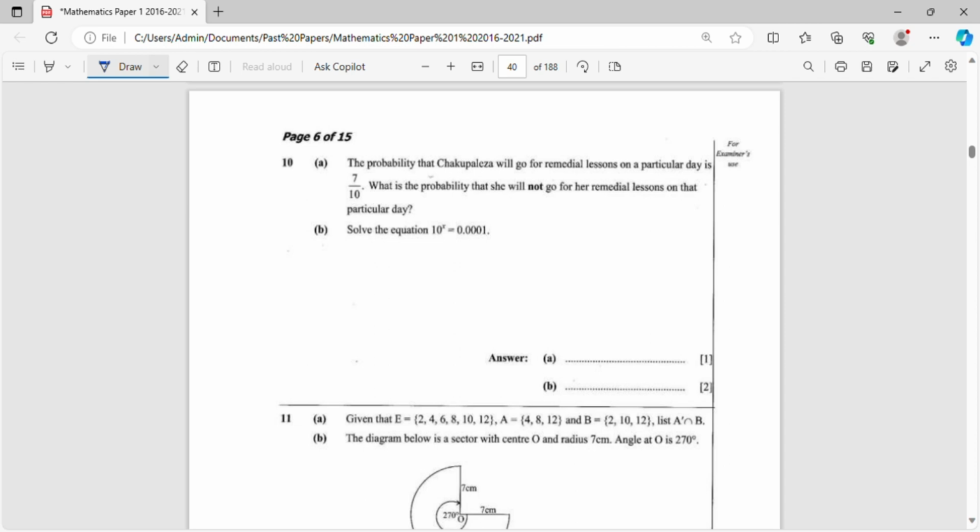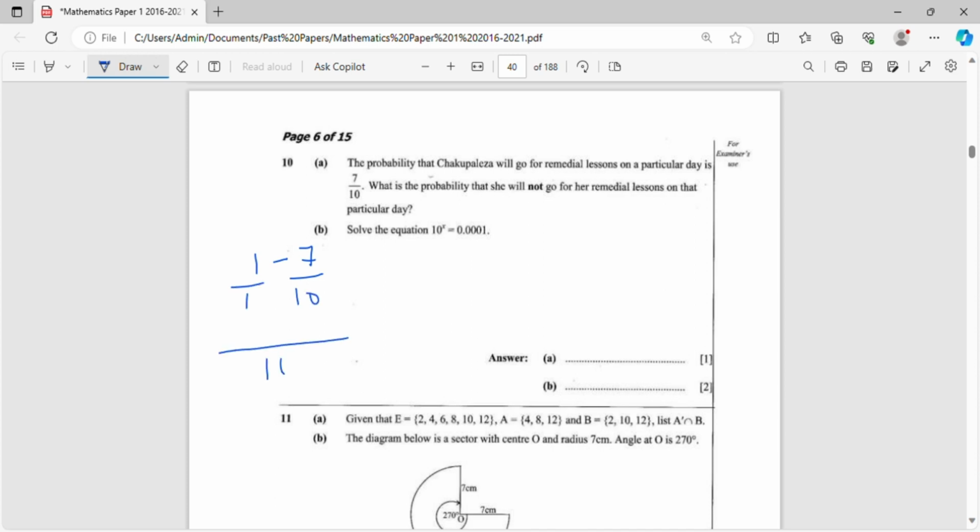The probability that Chakupaleza will go for remedial lessons on a particular day is 7 over 10. What is the probability that she will not go for her remedial lessons on that particular day? We know that the probability is always out of 1. Since the probability of her going for the remedial lessons is 7/10, what is the probability of her not going? It will be 1 minus 7/10.